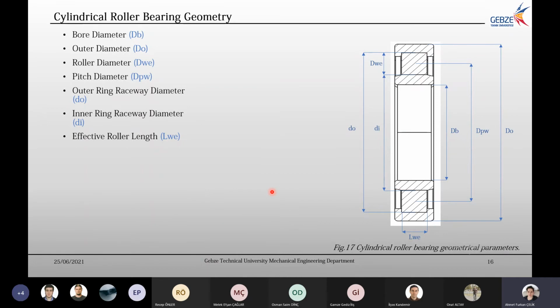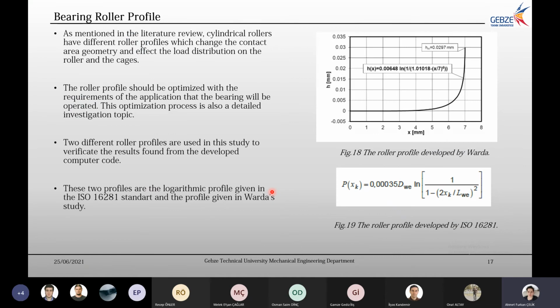Here's my bearing geometry. These are the parameters that I have used to find my results. Here are the roller profiles I've been talking about. As you see, this is a very small scale, but at the end, some rollers are bent like this. And the function of this profile goes on the other side as well. So the roller is something like this actually, but we can't see it because it's very small. This roller profile is developed by Varda, whom I'll be comparing my results with, and I'm using this profile as well. And there is also a profile given in the standard. It's also a logarithmic profile, which looks something similar to this.